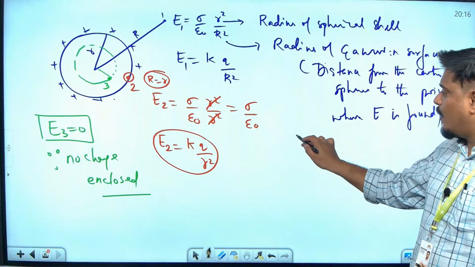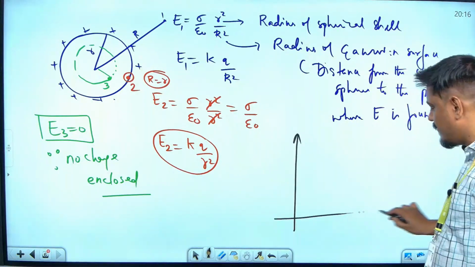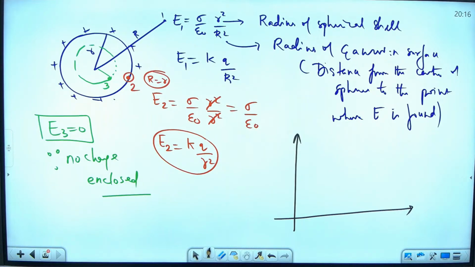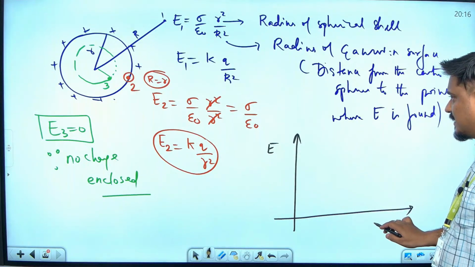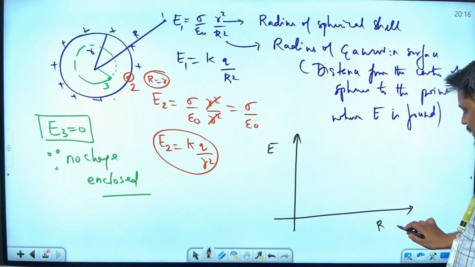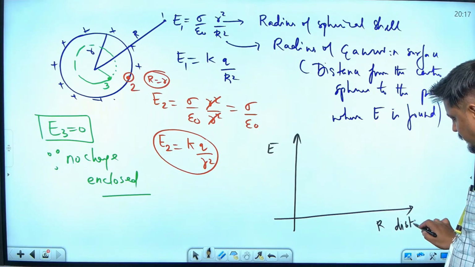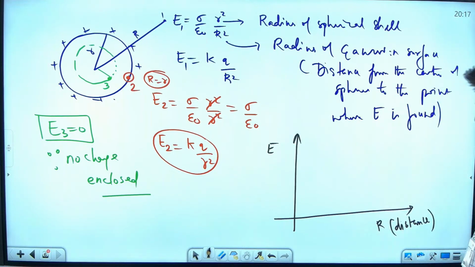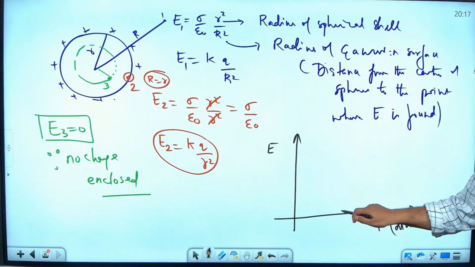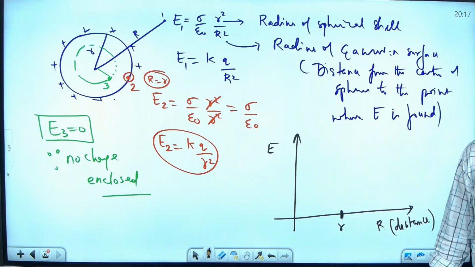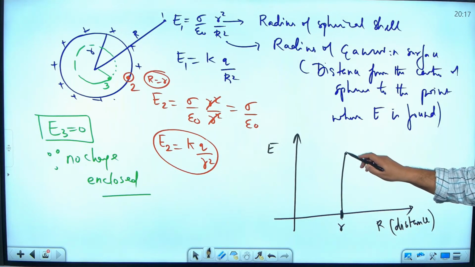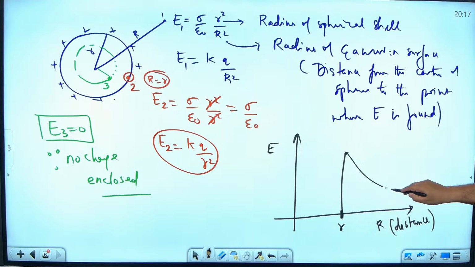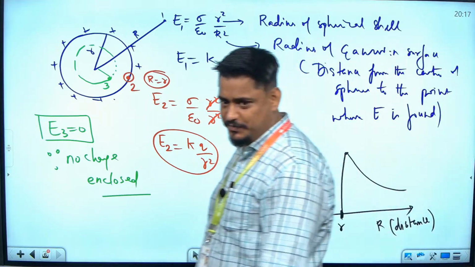Now I am going to draw a graph. This graph is once again very important for the board examination. This graph is between electric field and r, which is the distance. Until the distance becomes the radius, electric field is going to be 0, isn't it? And then the electric field value is going to be maximum, and as you go away, the electric field is going to reduce. Am I right?